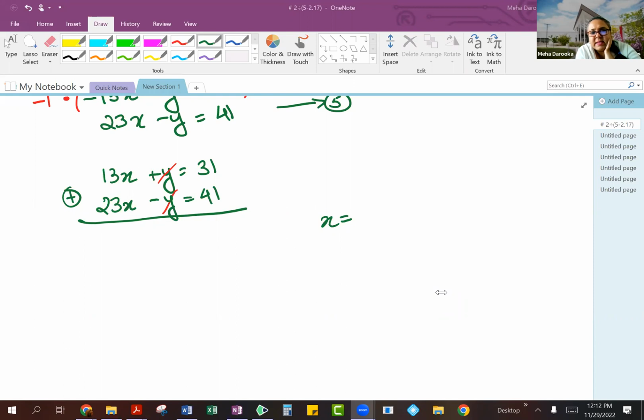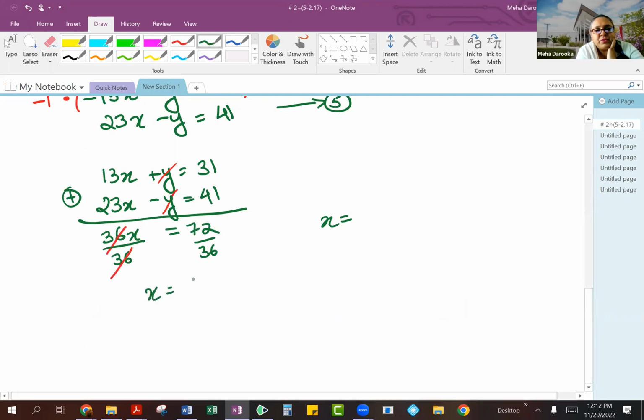Yeah, very nice. I see Maria, Jen, Della, very good. So this will add up to, let's see, 36x. Y is gone, and then this is 72. So when you try to get x by itself, you divide both sides by 36. And of course, x will come out to be 2 because 36 times 2 is 72. All right, so we've got one variable down. Now we need to find y and z.